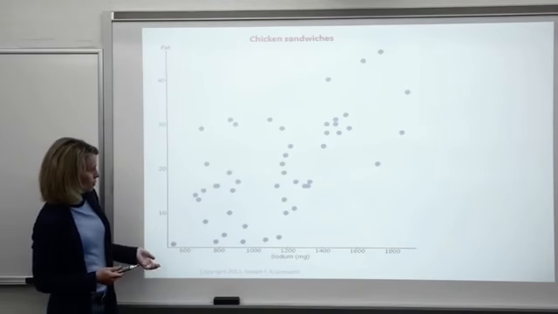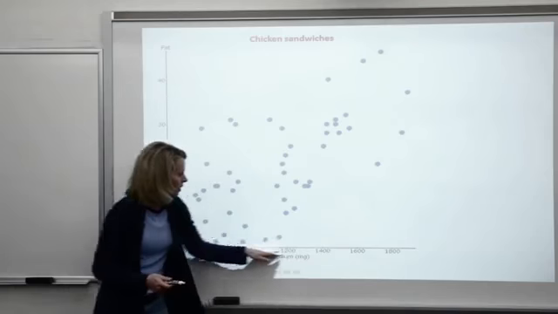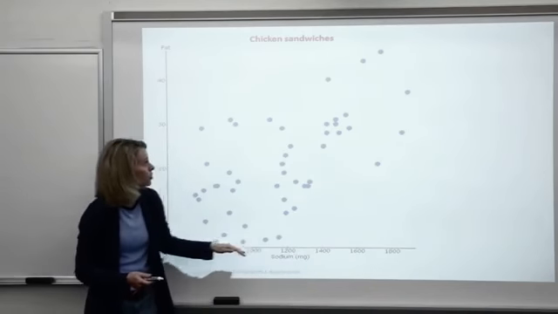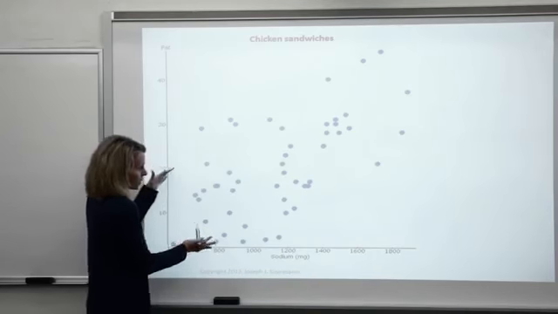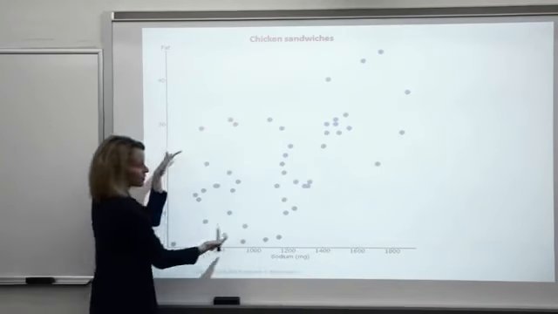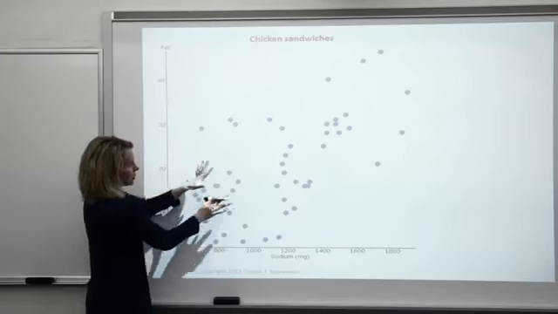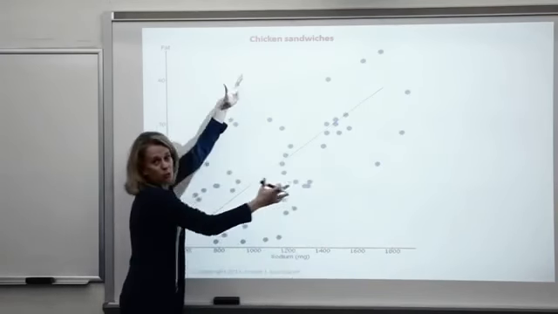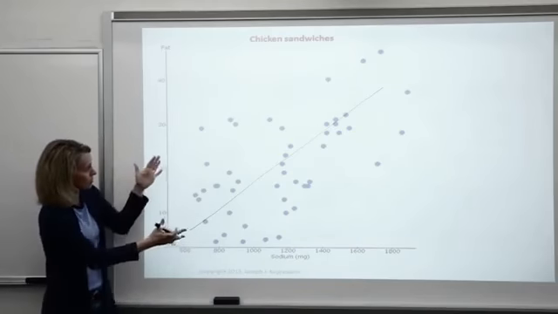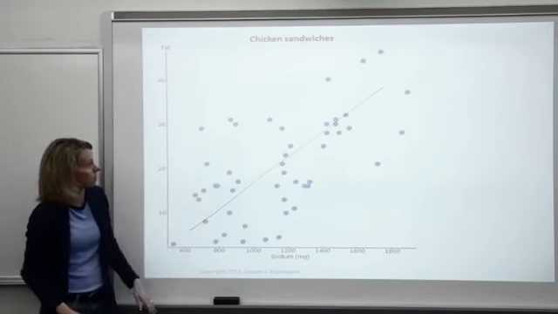This is for chicken sandwiches. This is the amount of sodium in each sandwich in milligrams. We're using that to predict the grams of fat. And there does appear to be a weak sort of positive relationship here. But these points this time, if you were to draw a straight line, they're getting to be much more scattered. So this relationship is very weak.